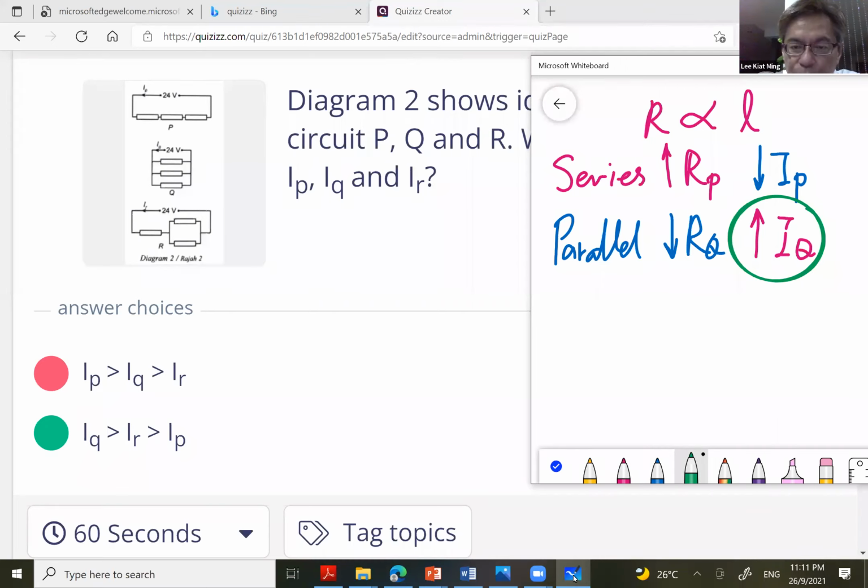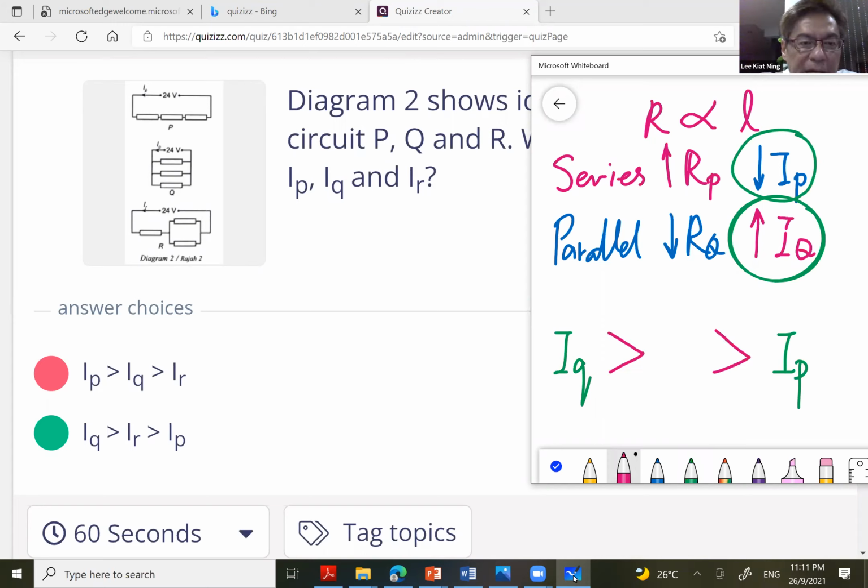So it will be occupying the left side for Q. I'm going to use a small letter Q, and understood that current for P will be the lowest. So I'm going to put P on the extreme right side. Therefore you're going to have this. The other arrangement, R, will be a combination of series and parallel. It will occupy the middle one. So I for R will be in the middle. That's why the answer is given as the button in green color.